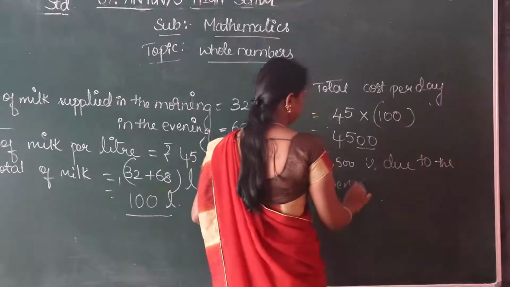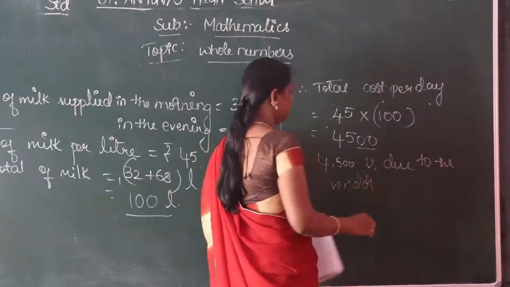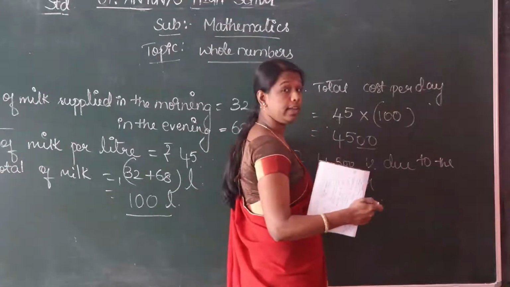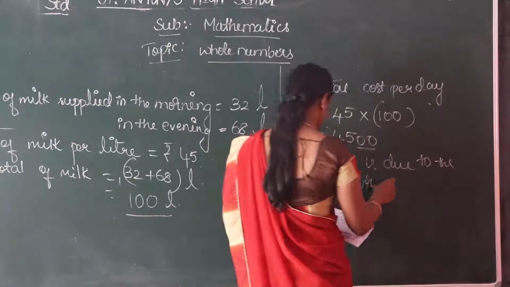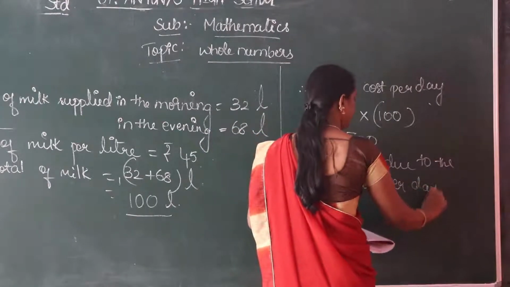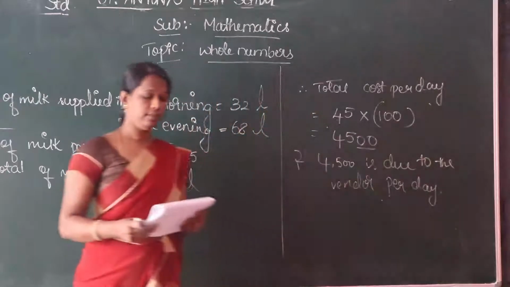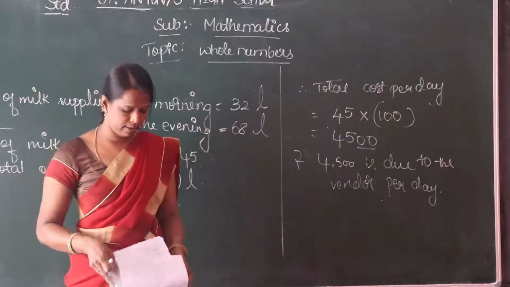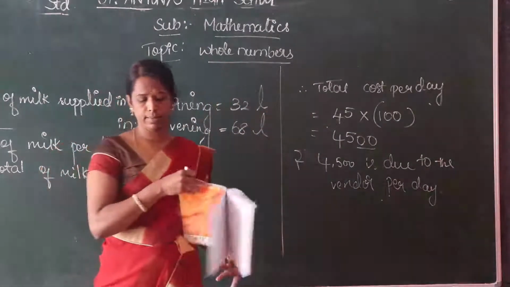The vendor per day, so he gets how much? So that vendor gets how much rupees? 4500 rupees per day. So the next concept of this chapter is patterns.